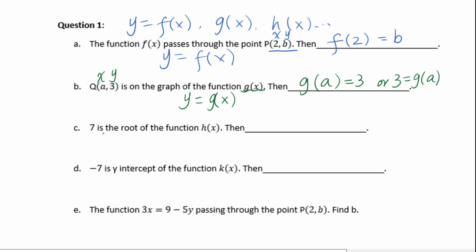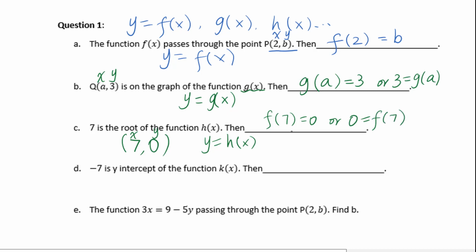For c, 7 is the root of the function h of x. 7 is the root. That means we have (7, 0) as coordinates. Therefore, this is x, here is y. For y equals h of x, I can write down h of 7 equals 0. Or you can write down 0 equals h of 7.